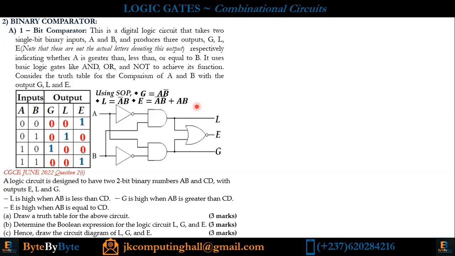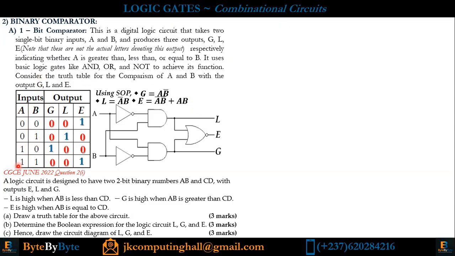Remember that in our first lesson, we saw that the value high corresponds to which binary digit? It corresponds to 1. Okay, A is asking us to draw a truth table for the above circuit. B, that we should determine the Boolean expression for the logic circuit L, G, and E. And finally, C is asking us to draw the circuit diagram of L, G, and E. Okay, now we need to understand.